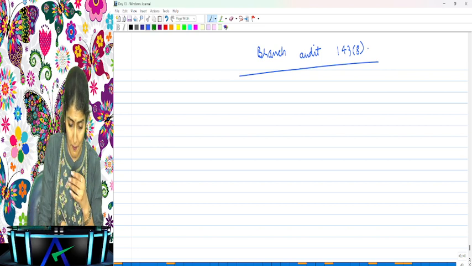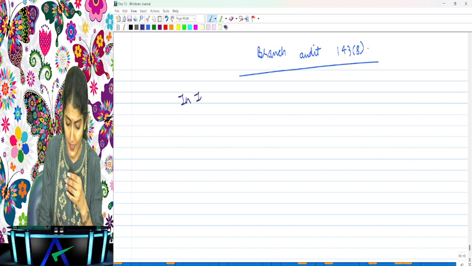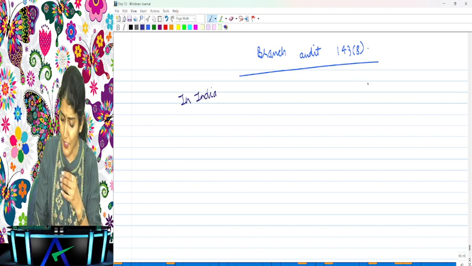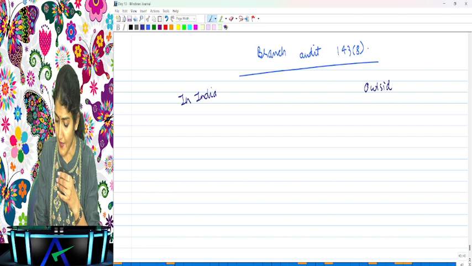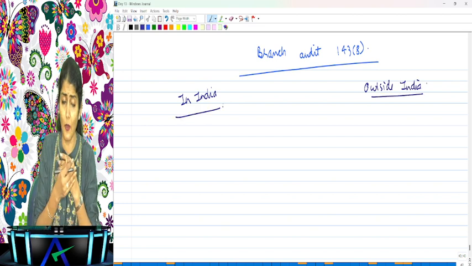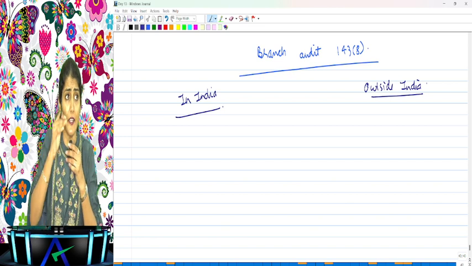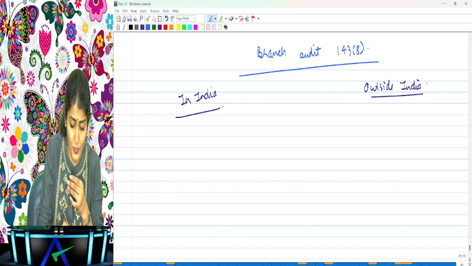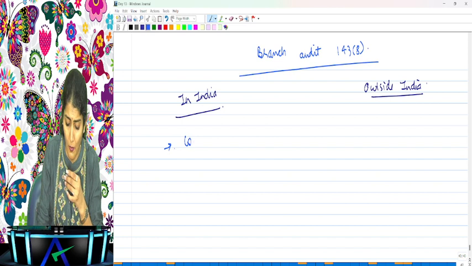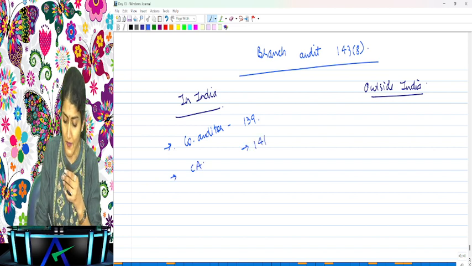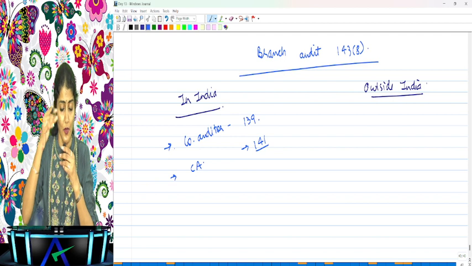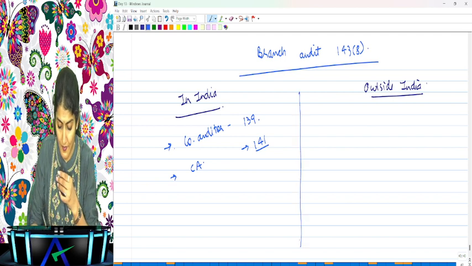Okay, now a branch of a company could be in India, or a branch of a company could be outside India. Branch in India: who can do the audit of a branch of a company which is in India? One, the company auditor himself, that is the auditor appointed under section 139, or any other person who is qualified for appointment under section 141. So, company auditor himself or any other CA.